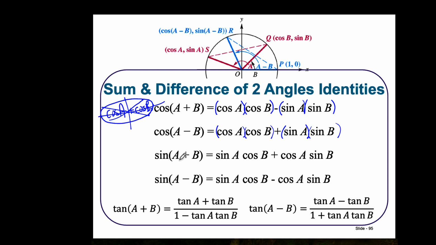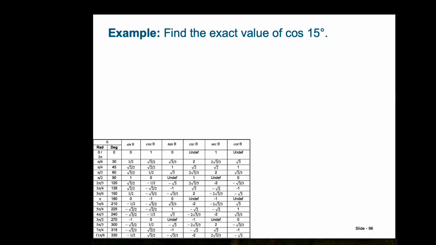Here is the sum of two angles identity for sine. Here is the difference of two angles identity for sine. Here we have the sum of two angles identity for tangent. And last one, the difference of two angles identity for tangent. Let's see an example on how to use these identities.